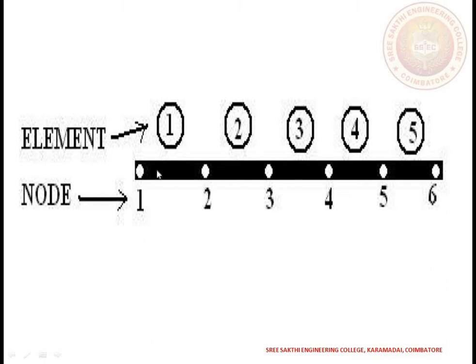Okay, so that is a finite element model. Here we have 5 finite elements, that is, element 1, 2, 3, 4, 5. But how many nodes in one element? That is 2. So for one element you have 2 nodes, and similarly for 5 elements you have 6 nodes: 1, 2, 3, 4, 5 and 6.